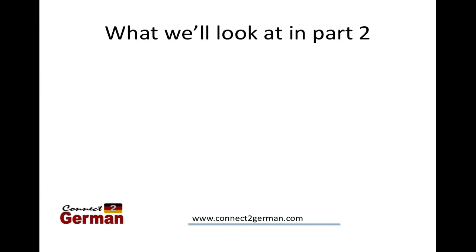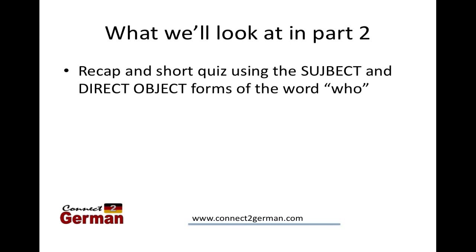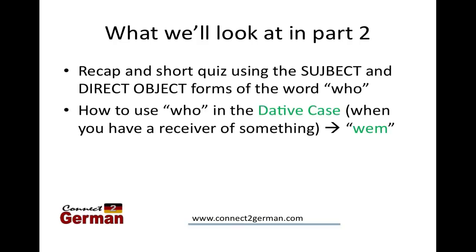Okay, and so in part 2, we're going to recap this. We dealt mainly with the subject and direct object, the nominative and the accusative. So we're going to recap on that a little bit. I'll give you a short quiz on these forms. And then we're also going to use more examples with the dative case and see when exactly we would use this question word wem in a sentence. And that's going to be coming up in part 2.